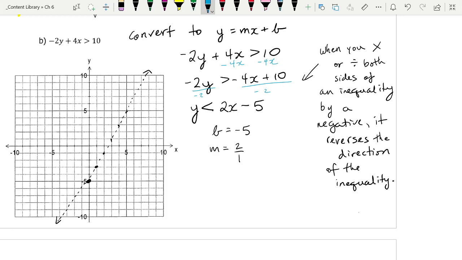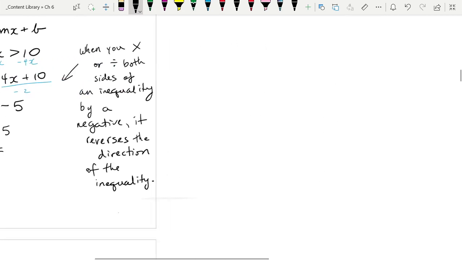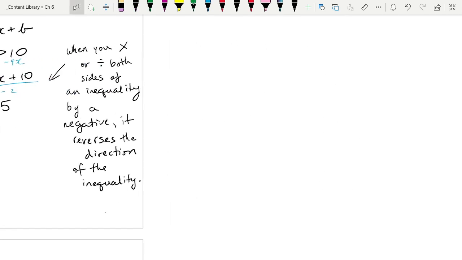Why did you turn the greater than symbol down? Because that's what you have to do. Okay, I promised you an explanation as to why this happens. Watch this. Okay, everybody ready? 1 plus 2 is greater than or equal to 3.